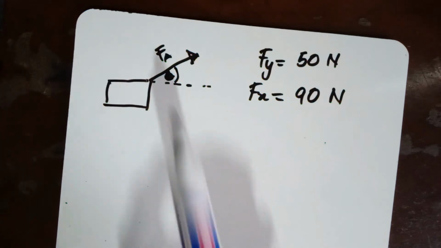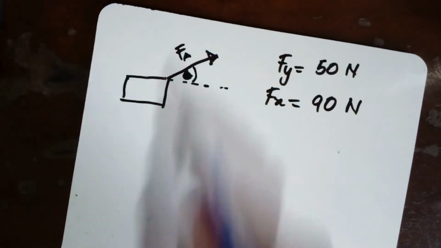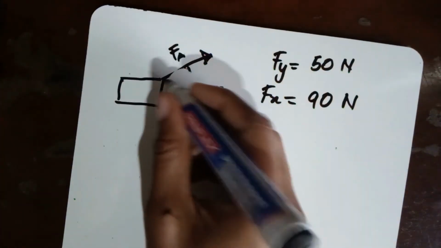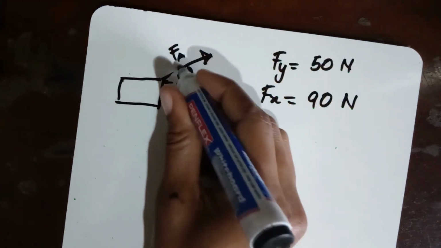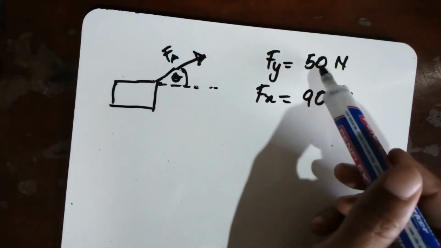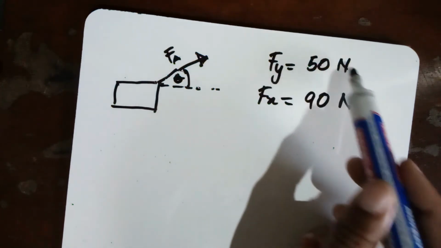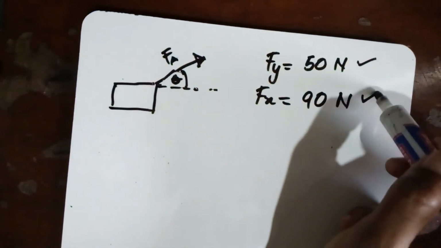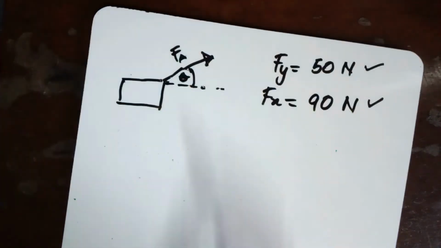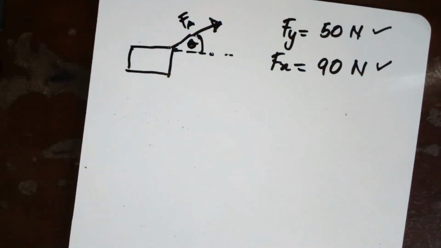And they're saying that the applied force acts on this object at an angle theta, and that the y component of that force is 50 newtons and the x component is 90 newtons. They want you to find the resultant vector F and its direction. So now we are on lesson 10.